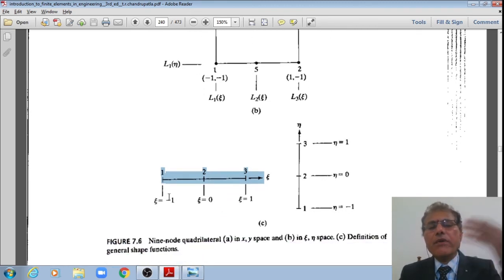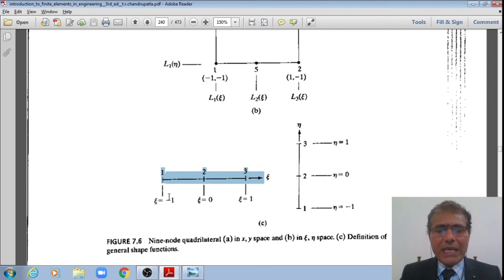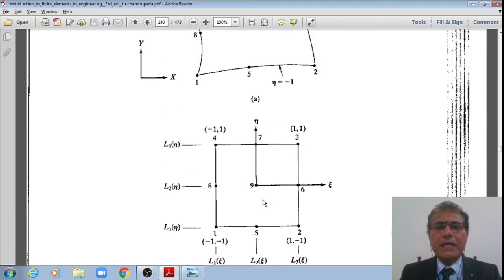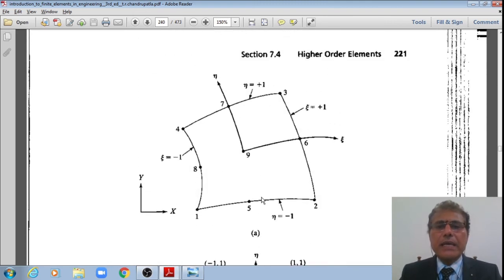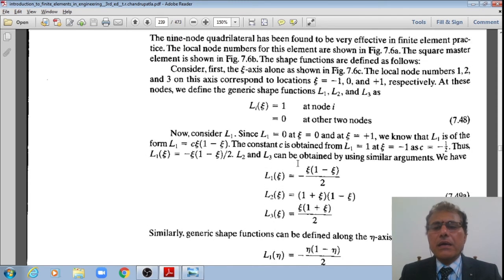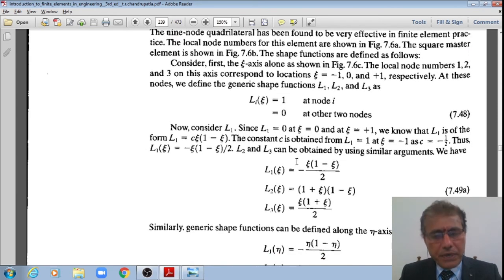Therefore, we already derived in previous discussions for the 1D 3 noded element, or 1D higher order element, assuming first node, second node and third node, where xi is equal to -1 for the first node, xi is equal to 0 for the second node, and xi is equal to +1 for the third node. The shape function was proved in that previous discussion, so please refer to that previous video on the 1D higher order 3 noded element.